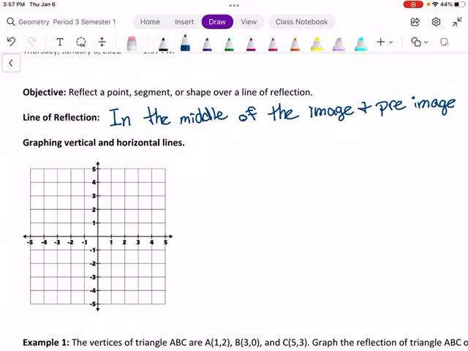So for this lesson, you're going to need to know how to graph vertical and horizontal lines. A quick review: vertical lines go up and down, and those equations are always going to be x equals a number. And horizontal lines go left and right, and those equations are always going to be y equals a number.